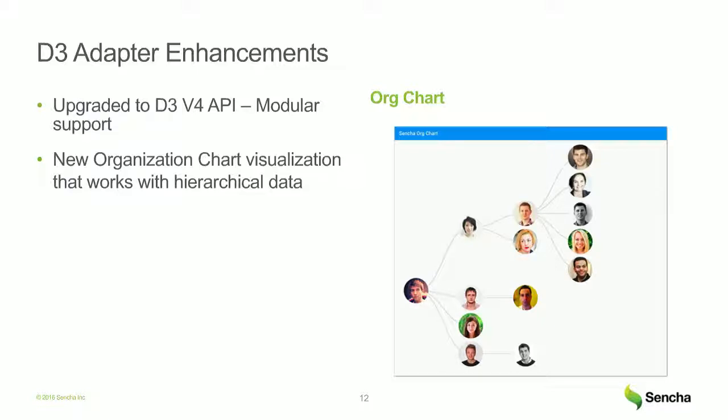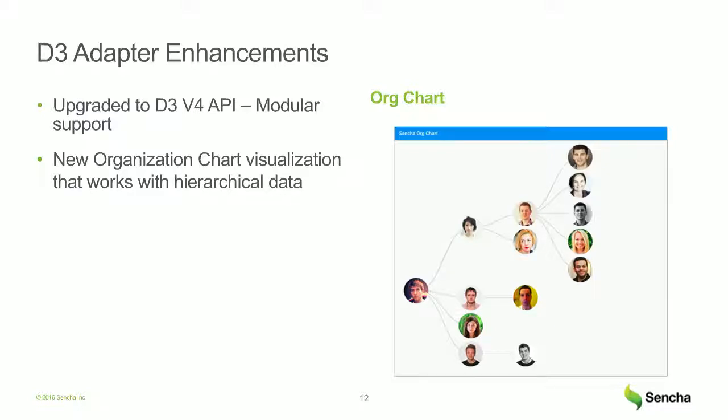The components that we offer through our D3 adapter have been upgraded to understand the version 4 API of D3, which is a big boon for developers just because version 4 of D3 has modular packages now instead of being a monolithic one. So they can choose which ones to include and which ones not to include, and they have better control over the footprint of the application within the browser.